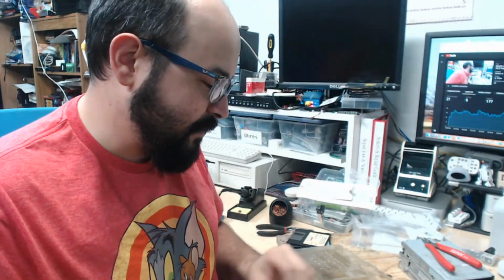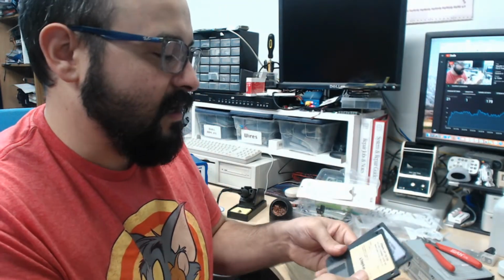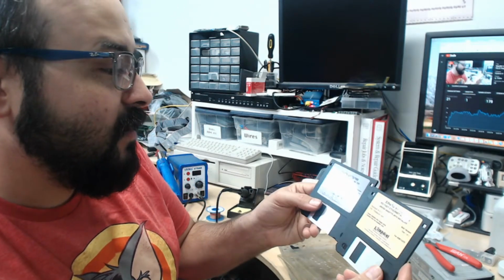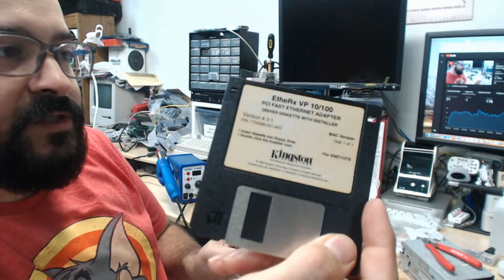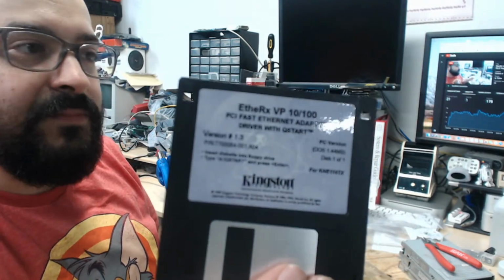So this Ethernet card here is both Mac and PC compatible. And the reason I say that is there's this little card that comes with this. And the card says, "Attention Macintosh users! Due to overwhelming demand, we have included a second diskette containing the Macintosh driver for your convenience." So there are two discs here. One is for Macintosh. It says Mac version on it here. And one says for DOS, PC version there.